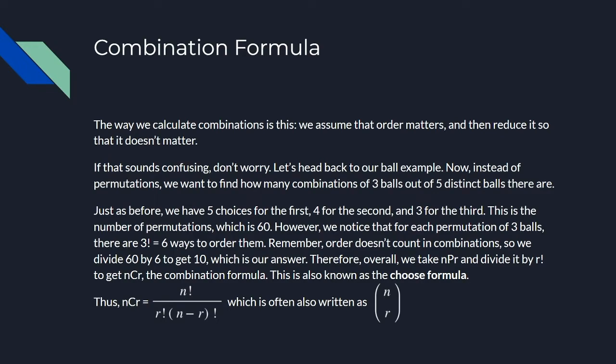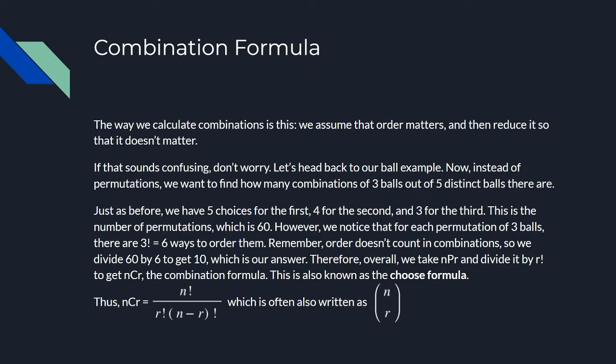So let's go back to our ball example. We want to find how many combinations of 3 balls out of 5 distinct balls there are, not permutations. Just as before, we have 5 choices for the first, 4 for the second, and 3 for the third. This is the number of permutations, which is 60. But for each permutation of 3 balls, there are 3 factorial equals 6 ways to order them. And order does not matter in combinations, so we divide 60 by 6 to get 10, and that's our answer.